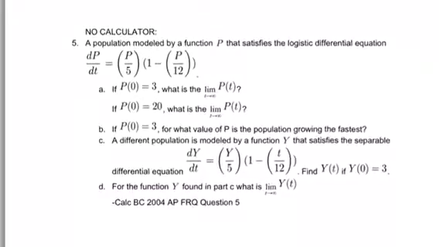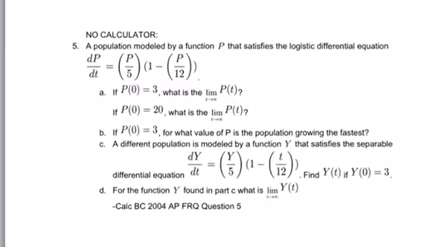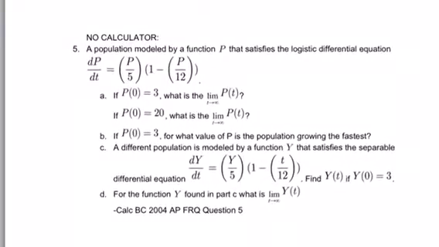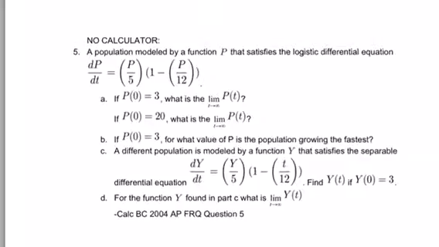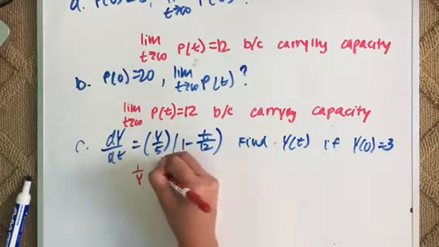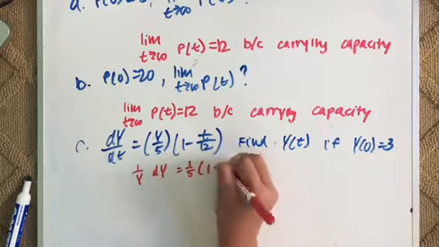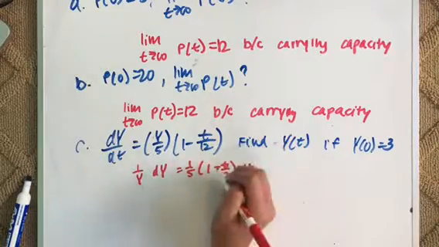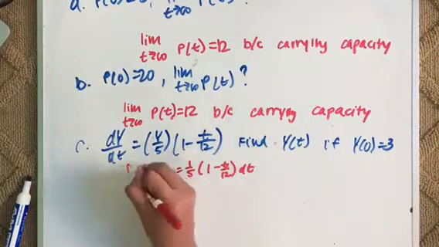If p of 0 equals 3, for what value of p is the population growing the fastest? To find this, we just have to take half of the carrying capacity, which is just 6. Next problem, we have dy dt equals y over 5 times 1 minus t over 12. Find y of t if y of 0 equals 3.